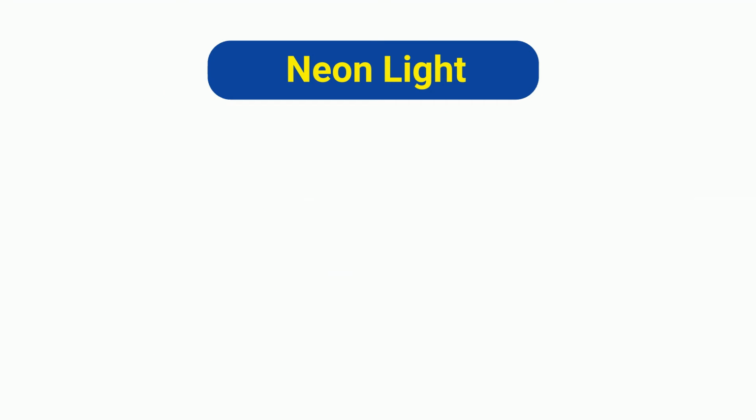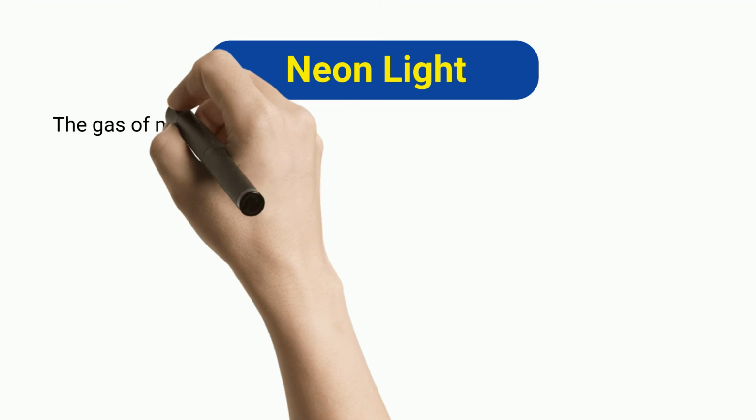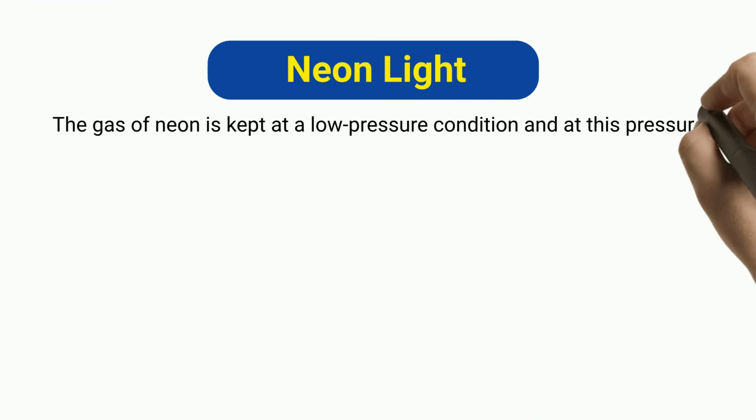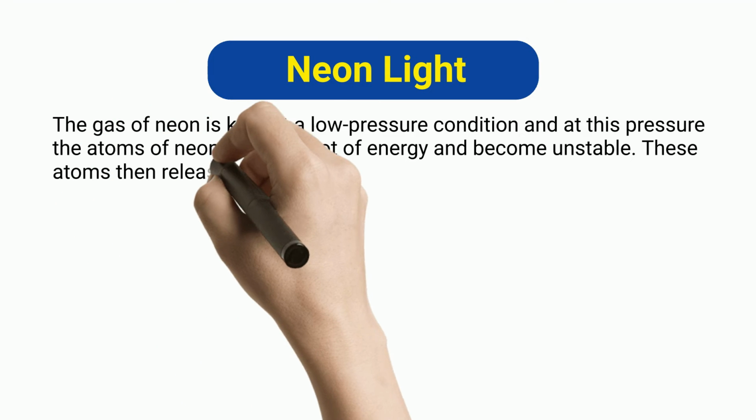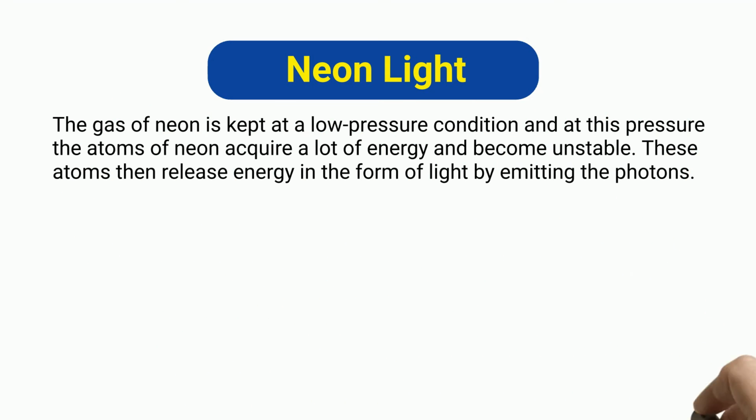Neon light. The gas of neon is kept at a low pressure condition, and at this pressure, the atoms of neon acquire a lot of energy and become unstable. These atoms then release energy in the form of light by emitting the photons.